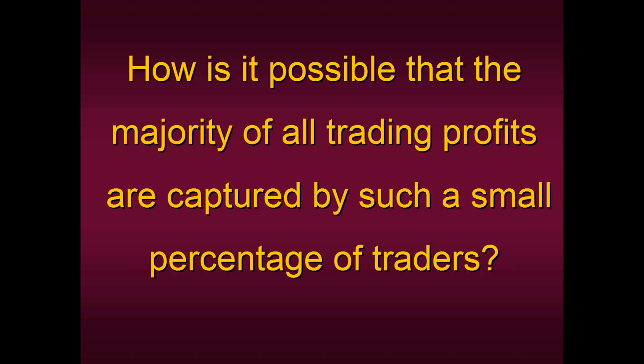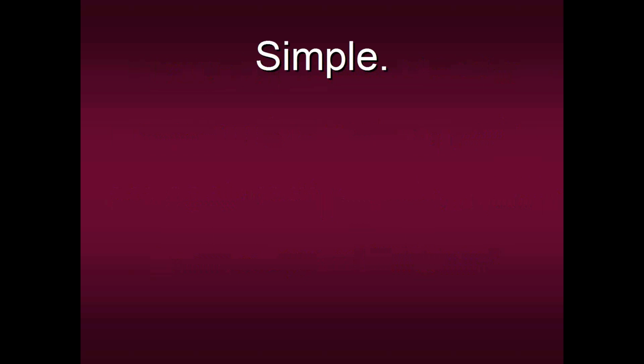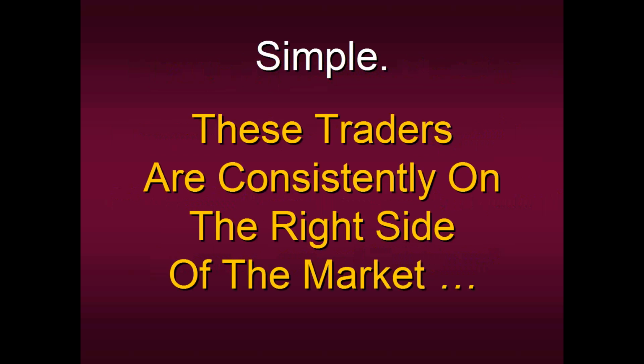Now, I've been trading long enough to know that there are enough profits to go around for everyone. It isn't a certain amount of profits on a daily basis that are captured, and then once they're taken, that's all there is for the remainder of the day. Profits are like a huge pie in the sky, enough for anyone to take them. But why is it that only a small percentage of traders are able to capture those profits? Well, it's actually simple. It's simpler than it seems. These traders, whether they know it or not, are consistently on the right side of the market.